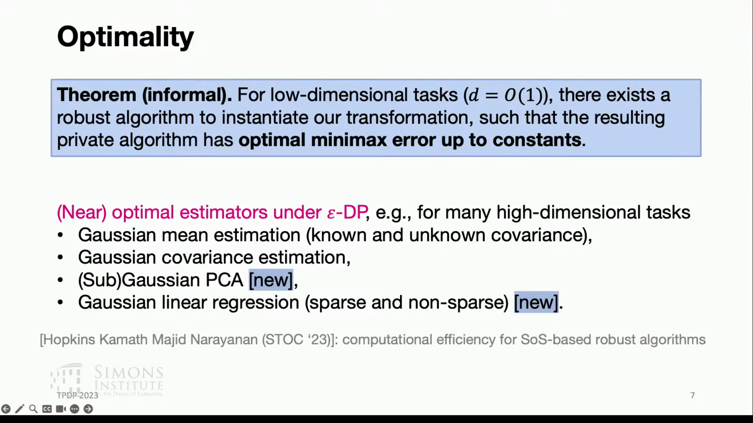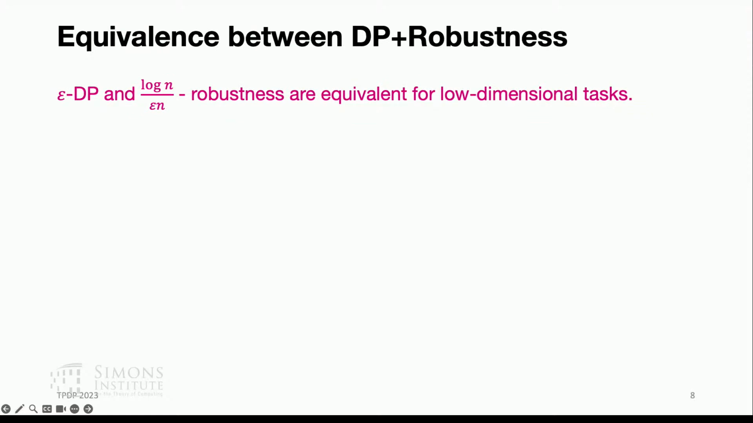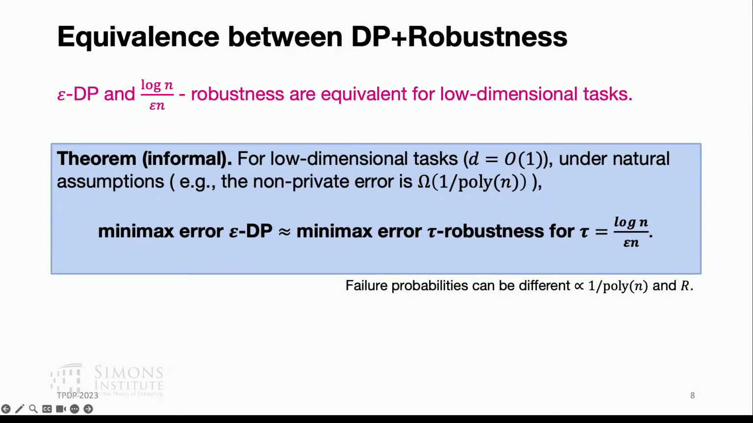And finally, we can get a more general conceptual result: the equivalence between epsilon differential privacy and log n over epsilon n robustness, in the sense that the minimax error that you can achieve under both conditions is exactly the same for low dimensional tasks.